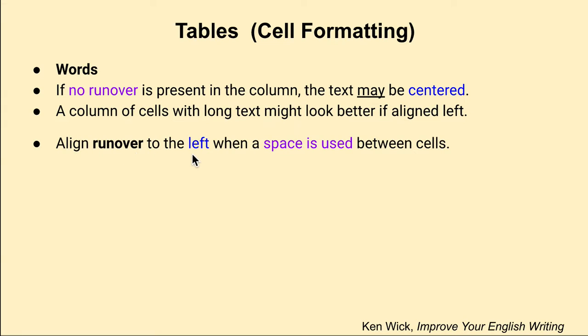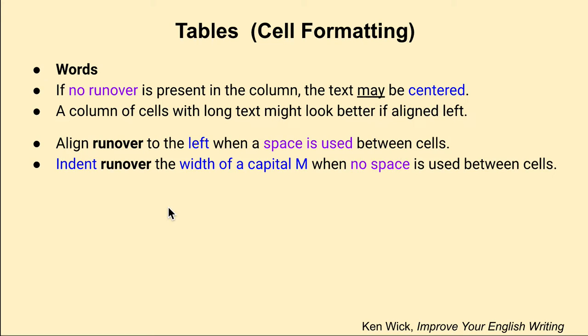Align run over to the left when a space is used between cells. But you indent the run over the width of a capital M when no space is used between cells. This is how you handle run over. With space between cells, you line everything to the left, and you run any extra lines to the left. But if you have no space between the cells, this way you can actually tell the difference between the cells, or it's clear, the run over is indented the width of a capital M.